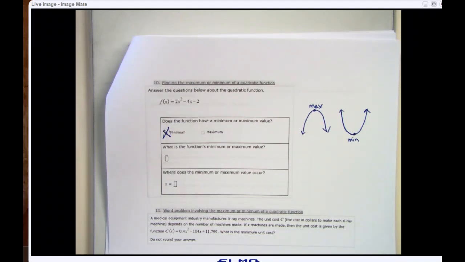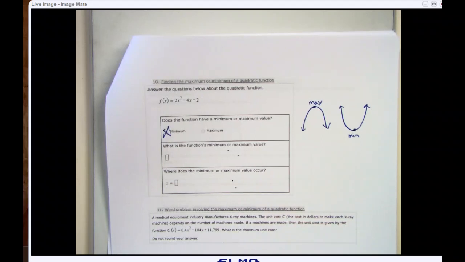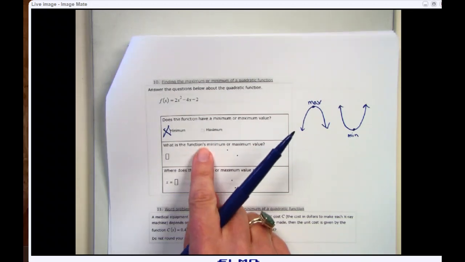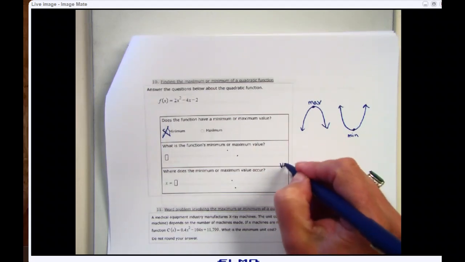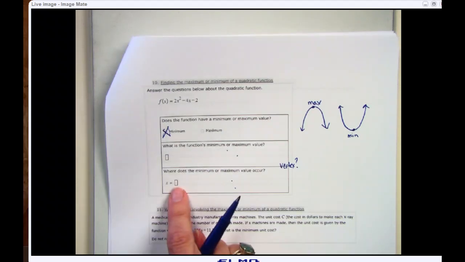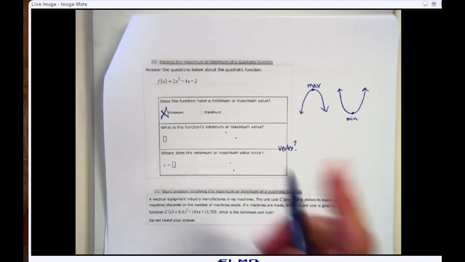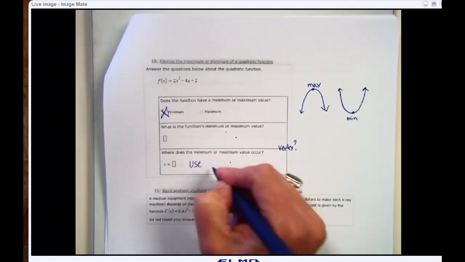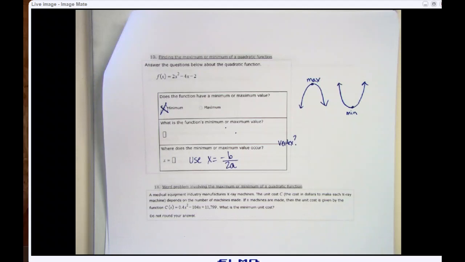What is the function's minimum or maximum value? Alex is going to be rude, and it's going to trade these back and forth. They want to make sure that you know which one reflects the x and which one reflects the y. To find this one, guess what we have to solve for? All it's essentially asking is that we need to be able to work with the vertex. That's what we're looking for when it's saying max and min. So if I want to know the x value of our minimum, we're going to use x equals negative b over 2a.